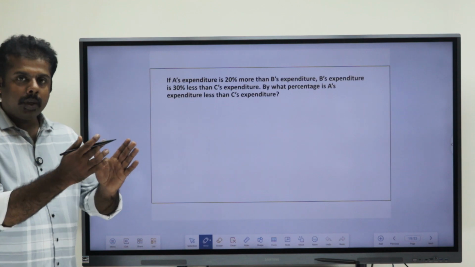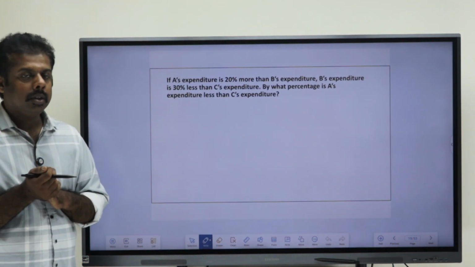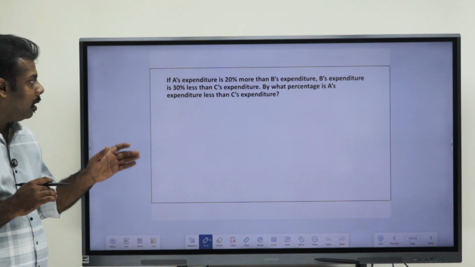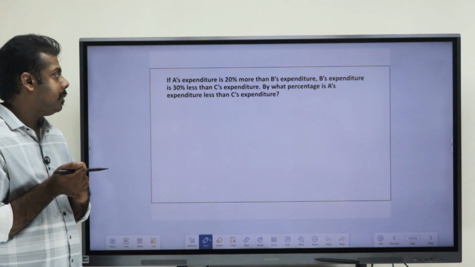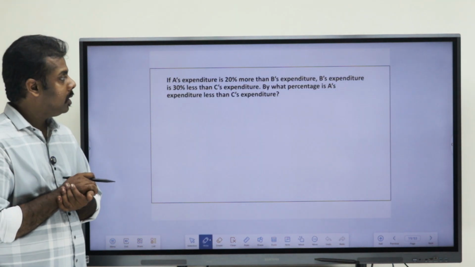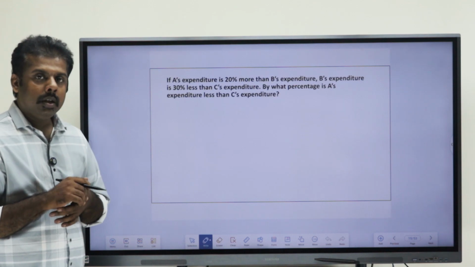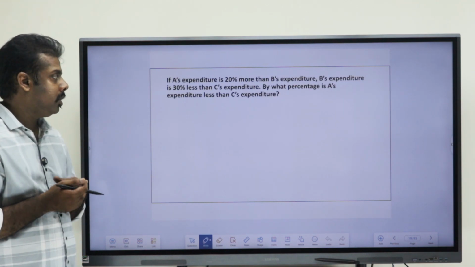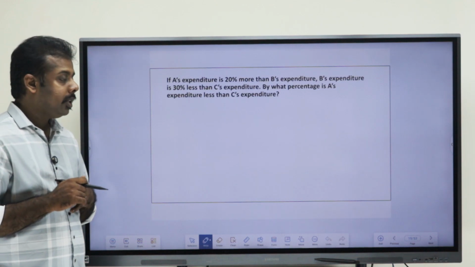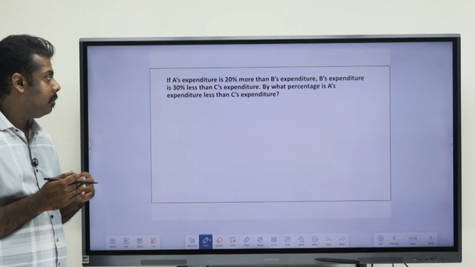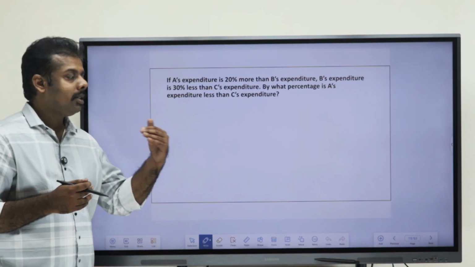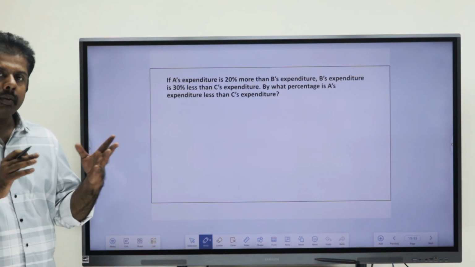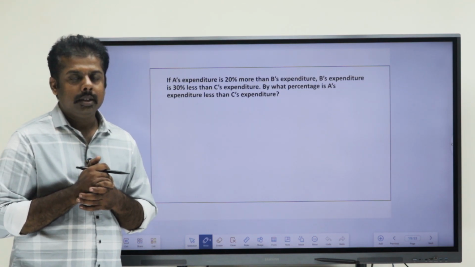Okay, so I think now we can move to the next question, or the first question of our new session. Here they have asked: if A's expenditure is 20% more than B's expenditure and B's expenditure is 30% less than C's expenditure, then by what percentage is A's expenditure less than C's expenditure? Almost the same question that we discussed in the last session's last question.